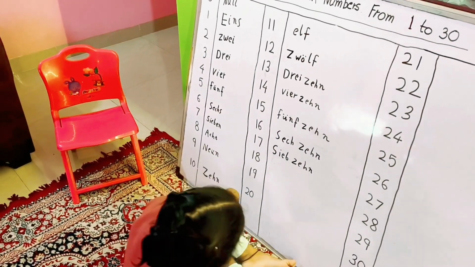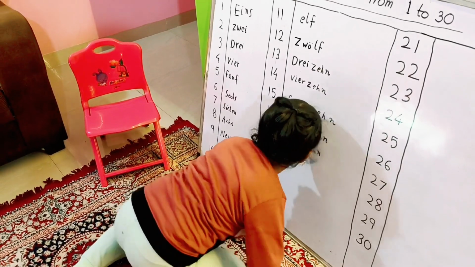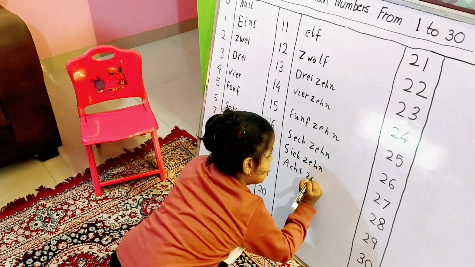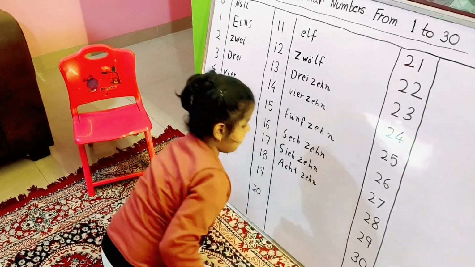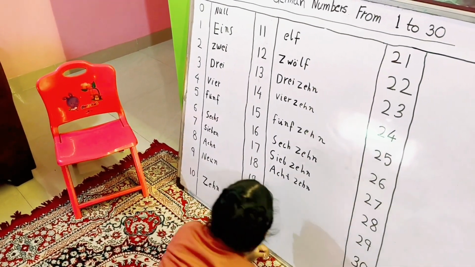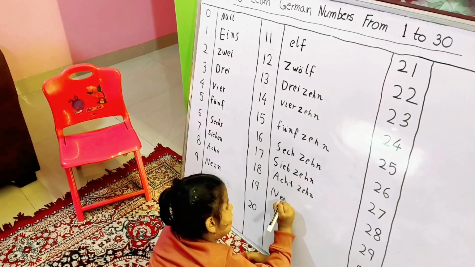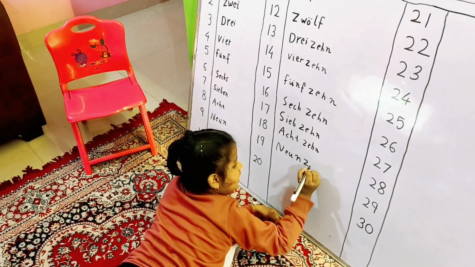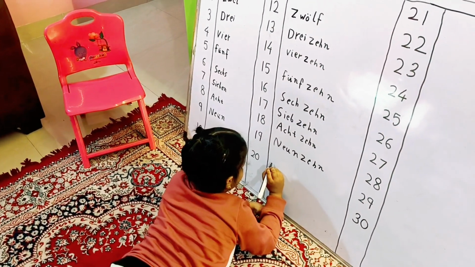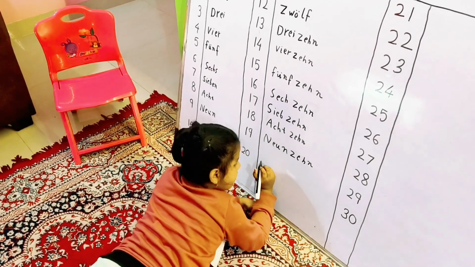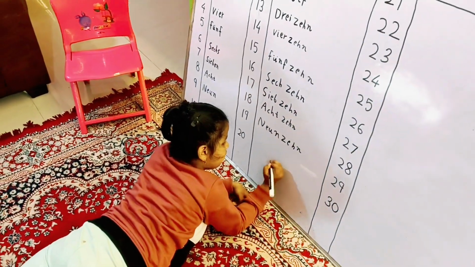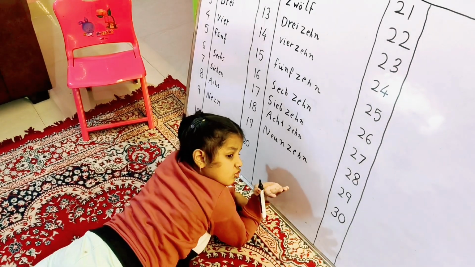Look, now eighteen. What will it be? Achtzehn. Yes, A-C-H-T-Z-E-H-N. Look, achtzehn. Now nineteen. Neunzehn, N-E-U-N, Z-E-H-N. Oh my God. Twenty. What will twenty be? Do you know zwanzig?